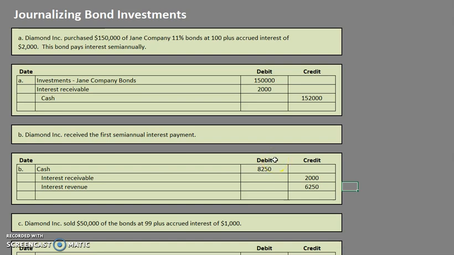Now you might ask yourself, why don't they just go ahead and only pay us the $6,250? And the simple answer is bonds just don't work like that. We have to make sure that the semi-annual interest payment is for the full 6 months. We can't just take $2,000 off because we didn't own it for that other part. We're going to receive a full $8,250 now. We prepaid that $2,000 that we didn't earn in the past.